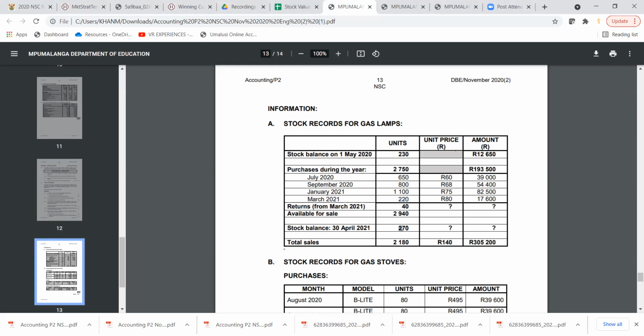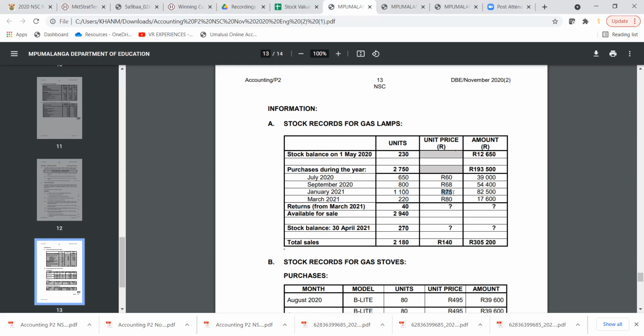Of the 270 units on hand, 180 will be valued using 80 Rand per unit. Remember, that's only 180 units, 220 minus 40. Now we need 270, so we are still short 90 units. 180 and 90 will give me 270. In January, we bought 1,100 units. So the remaining units of the 270 will be valued at 75 Rand.